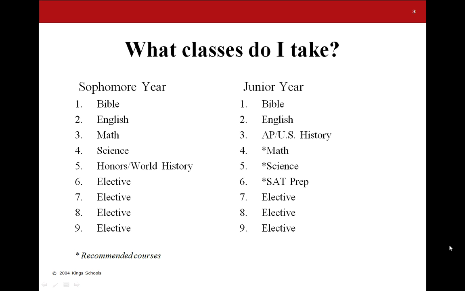You may also be wondering what classes you should take. As you see from these lists, there are several courses you must take your sophomore and junior years. Each year you need Bible, English, and history. Sophomores take either honors or college-bound world history, and juniors take either U.S. history or AP U.S. history.